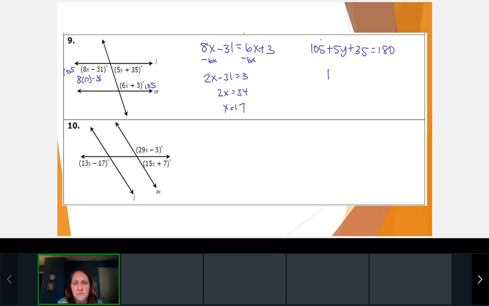Combine your like terms. Subtract 140 from both sides. And then divide both sides by 5. So if you see an example where you have two variables, you're going to pick the two expressions that have the same variable, solve for that variable first, plug it back into your picture, and then use that new picture to solve for the other variable.